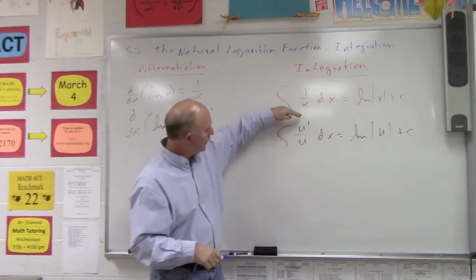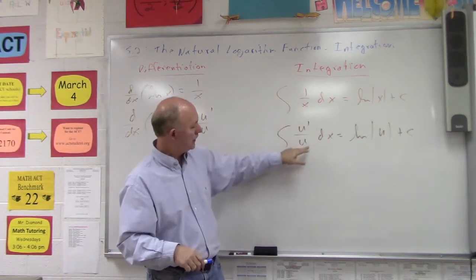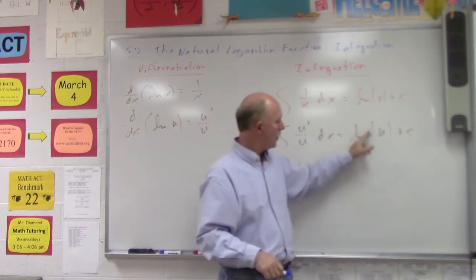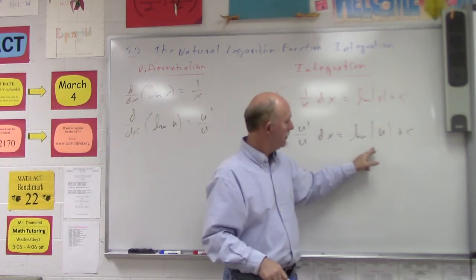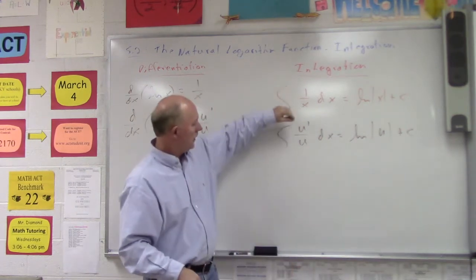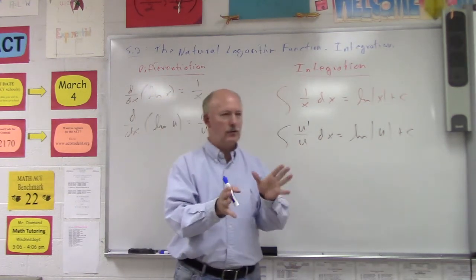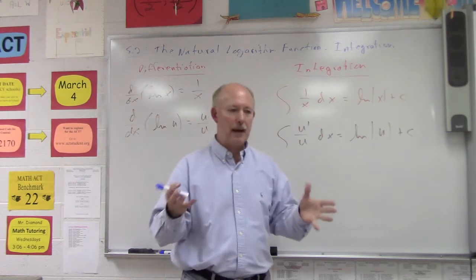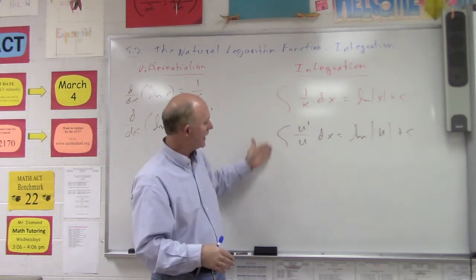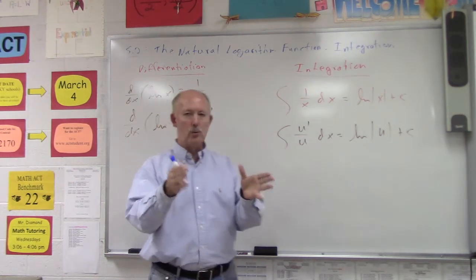So the antiderivative of u prime over u, dx, is going to be the natural log of the absolute value of u, plus c. These are special fractions. Now one thing you notice about our rule here for integration: this is the natural log rule for integration.